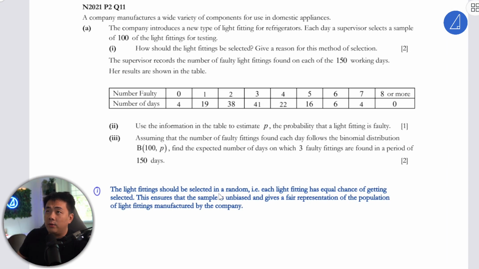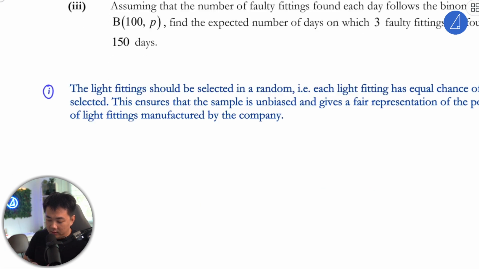The supervisor records the number of 40 light fittings found on each day of the 150 working days. Now take note, every day he would select a sample of 100 lights. So essentially for the number of 40, like so 0 for 4 days. Okay, so it's like 0 out of 100 and so on, right? So you have 150 days in total. It asks you to find the probability of a light fitting being 40. So this is the first one.